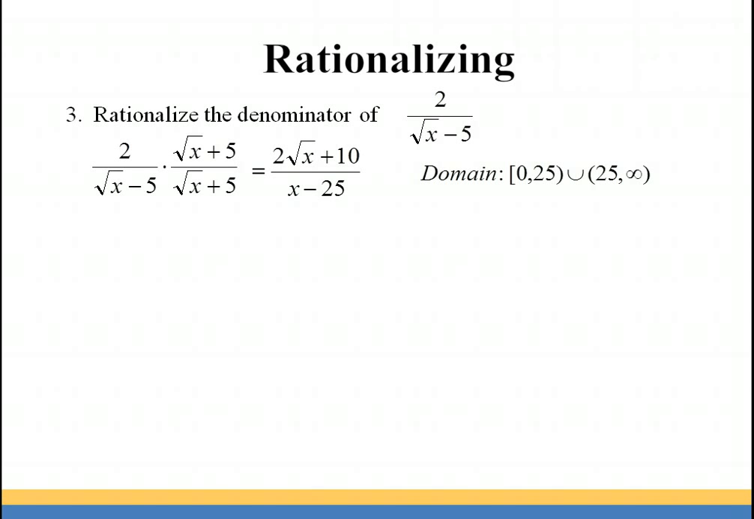Now in this case, the same thing is going to hold true for our simplified form. The 25 can't go in your denominator, and anything that's negative can't go in the square root of x in the numerator. So we have the same domain.